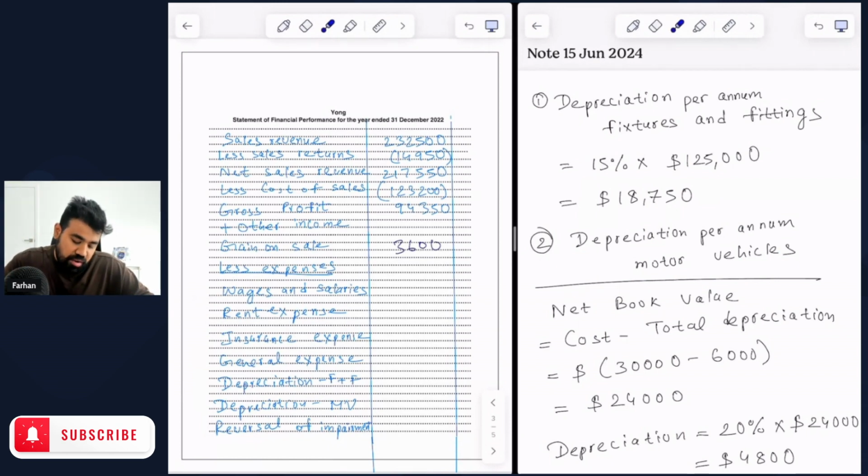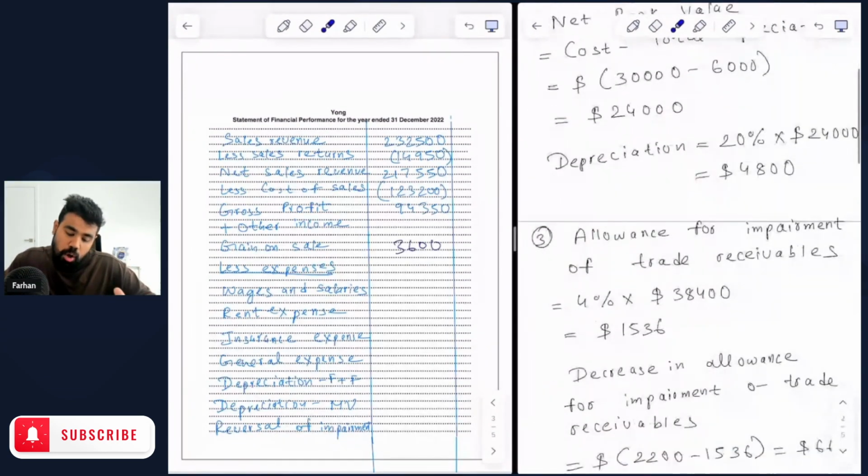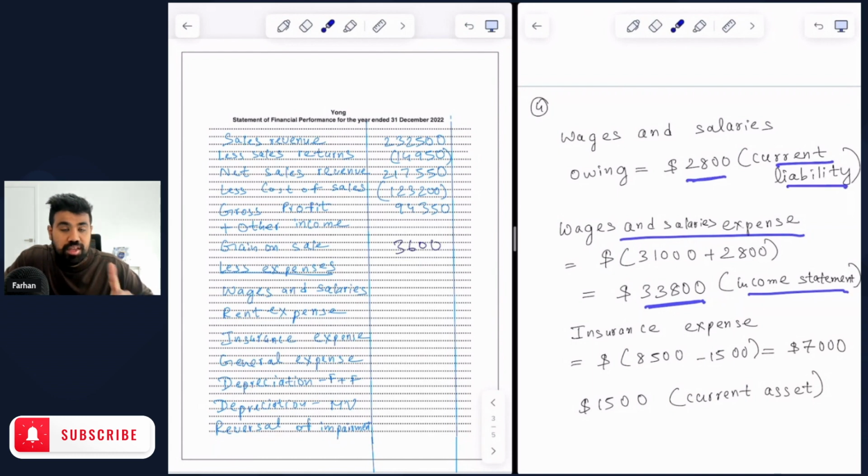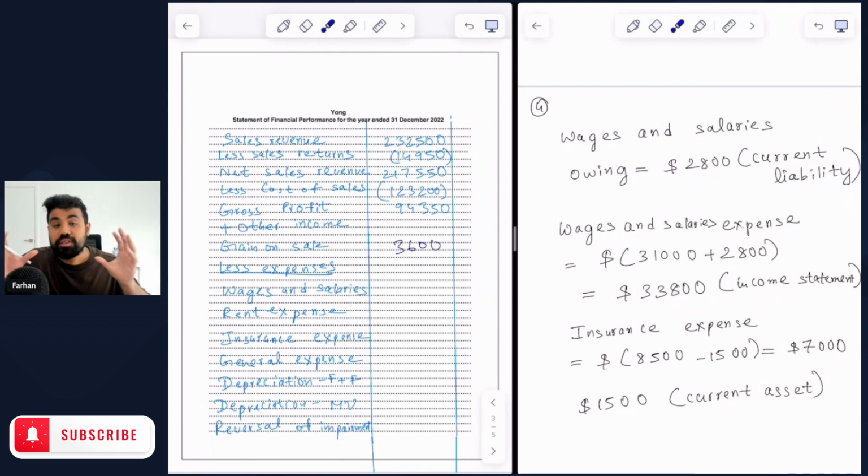Starting with wages and salaries. How much should we include for wages and salaries? If you recall from additional information number 4, the total wages and salaries expense that we wanted to include in the income statement is 33,800, right? 2,800 is what we need to show separately in the balance sheet or the statement of financial position as a current liability. So in this case, we are going to show 33,800 as the total expense that the business has incurred or consumed during the financial period ending 31 December 2022.